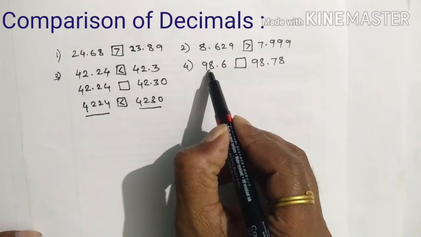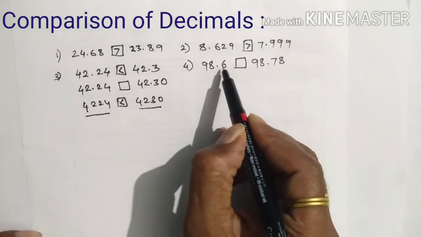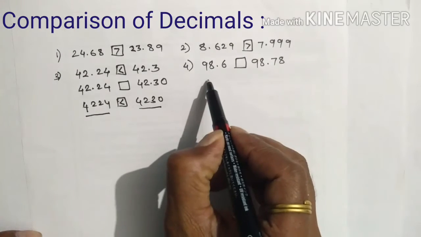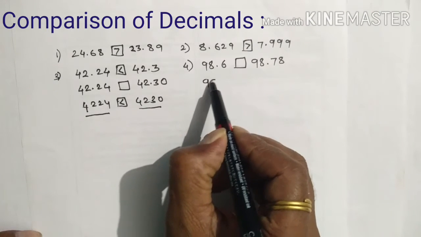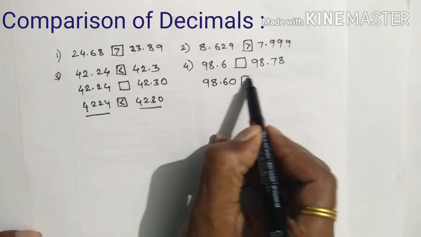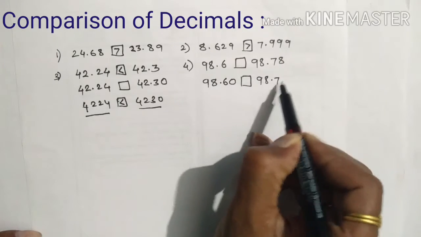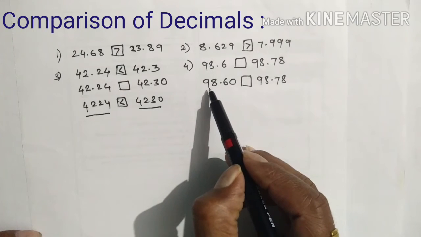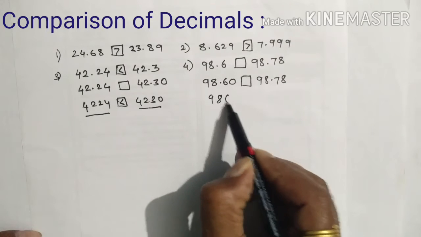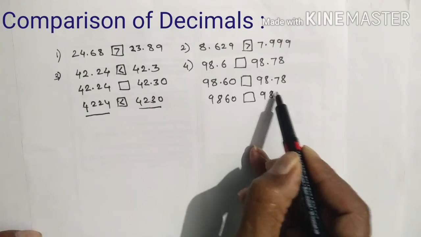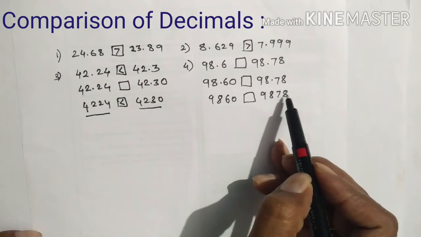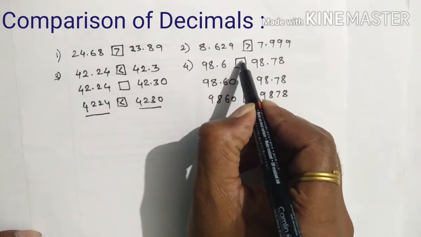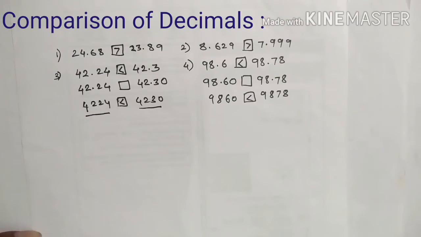Here also both whole numbers are the same, that is 98 and 98. But here 0.6 is given, which means one decimal place, and here 78, two places. So we will consider it like this: 98.60 and 98.78. Now both have equal decimal places. We can consider it as 9860 and 9878. So which one is greater? 9878 is greater. That's why 98.6 is smaller than 98.78.